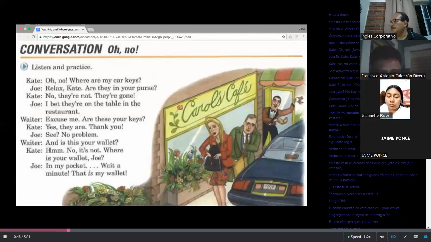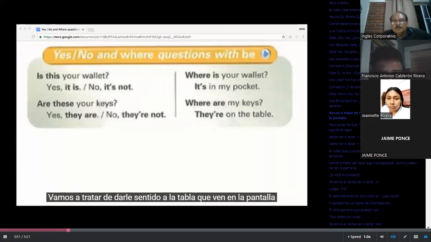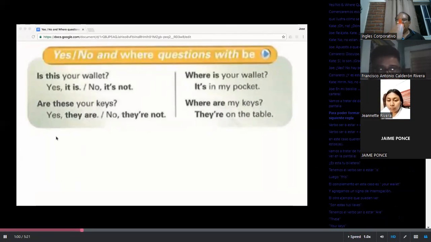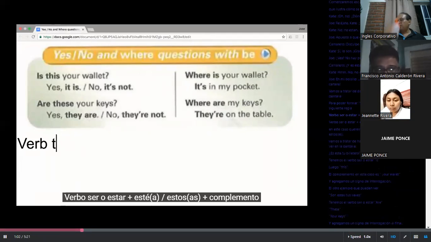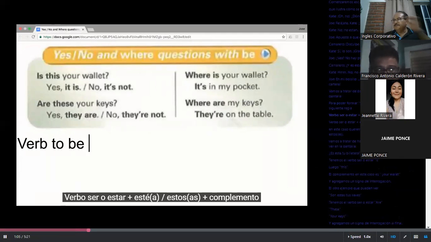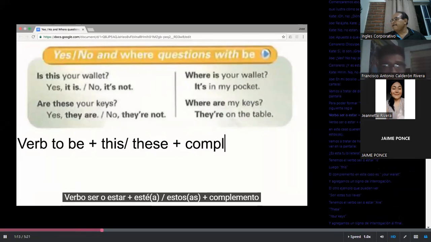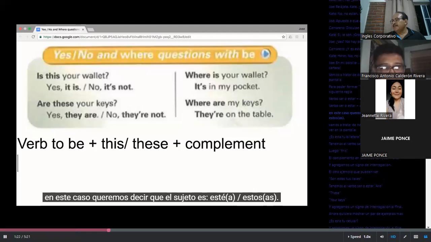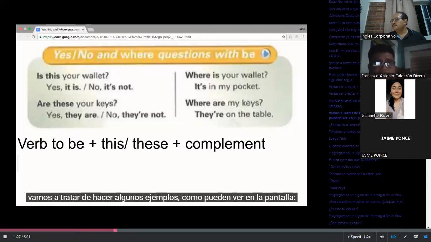That is my wallet. Let's try to make sense of the chart that you see on the screen. In order to form yes or no questions, we're going to follow the next formula. Verb to be plus this, or in this case could be these, plus some kind of complement. So verb to be plus subject plus complement. In this case, we want to say that the subject is this or these. So let's try to make some examples.